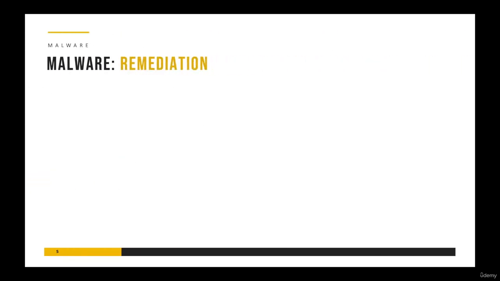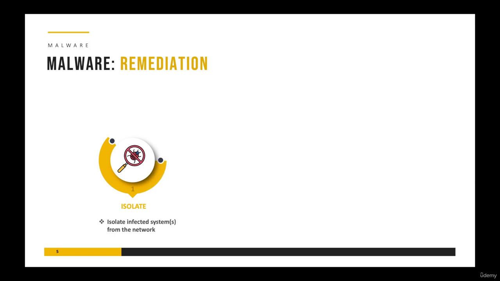Let's see how malware remediation works. The first step that you need to do once you have detected the presence of malware on one of your systems on your network is to immediately isolate it from the rest of the network. There's no point in leaving an infected system connected to your backbone because this can cause secondary infections and the malware may spread throughout your network. So the first step is always to isolate the infected systems.